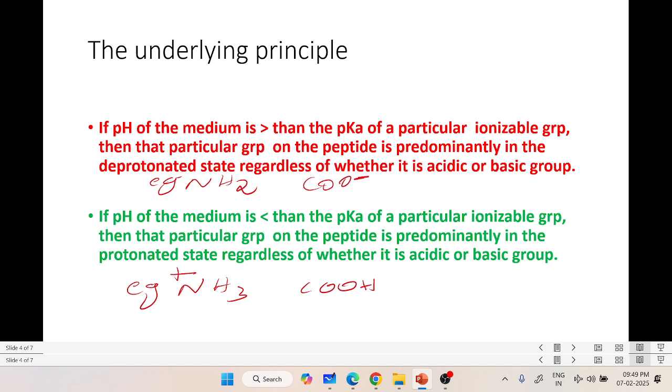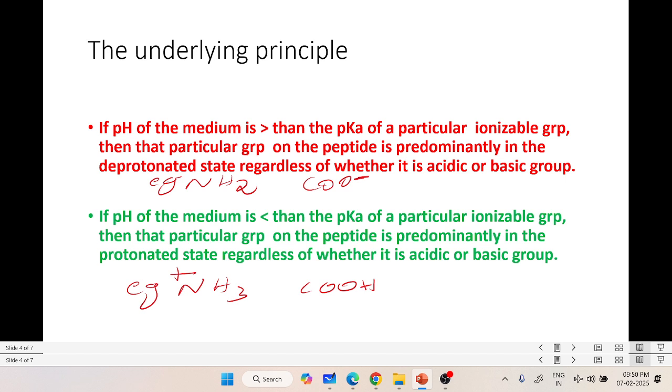What is the underlying principle here? If the pH of the medium is greater than the pK of a particular ionizable group, then that group on the peptide is predominantly in the deprotonated form. The amino group will chiefly exist in the deprotonated NH2 form, and the carboxyl group will be in the deprotonated COO- form.